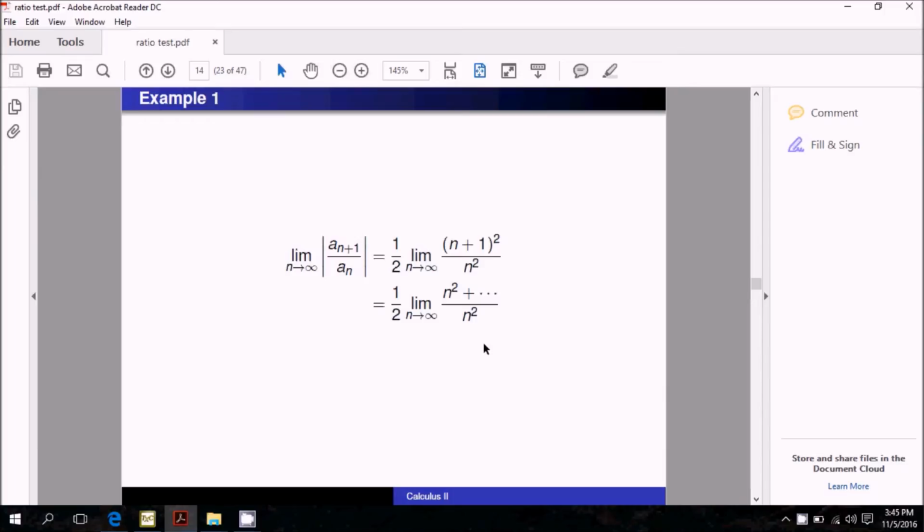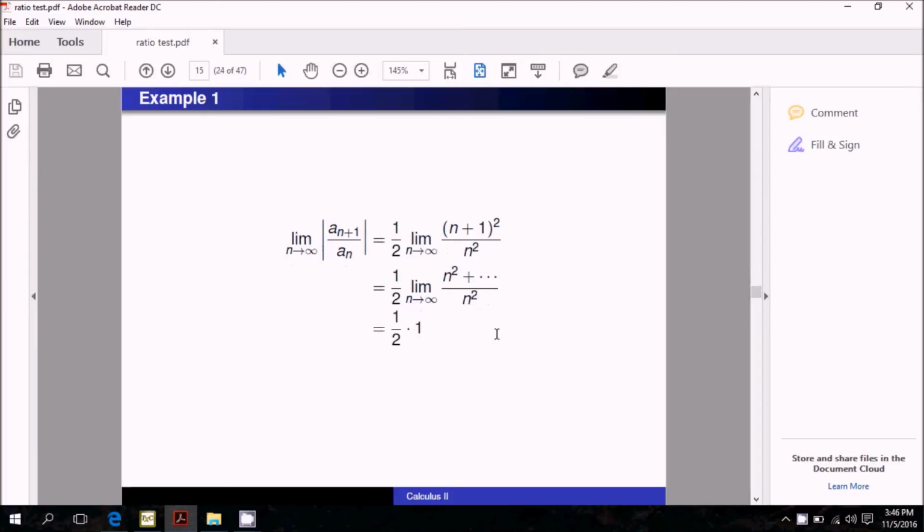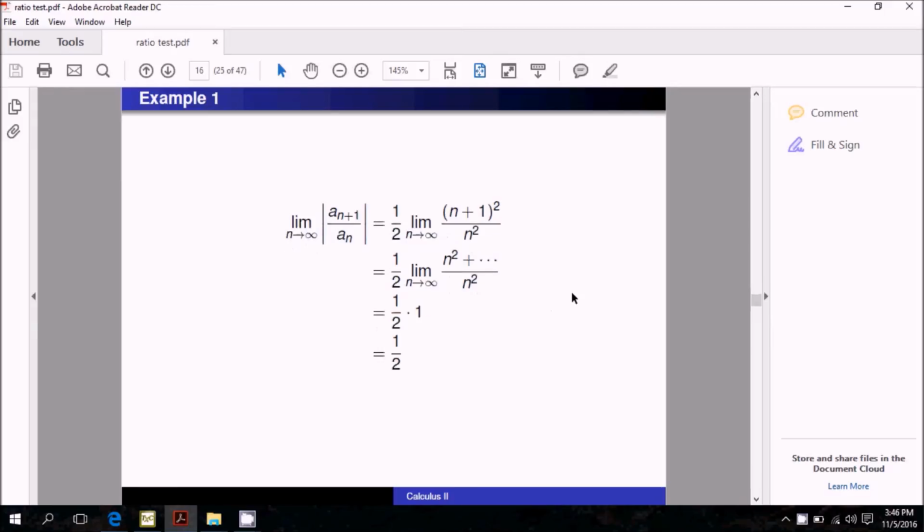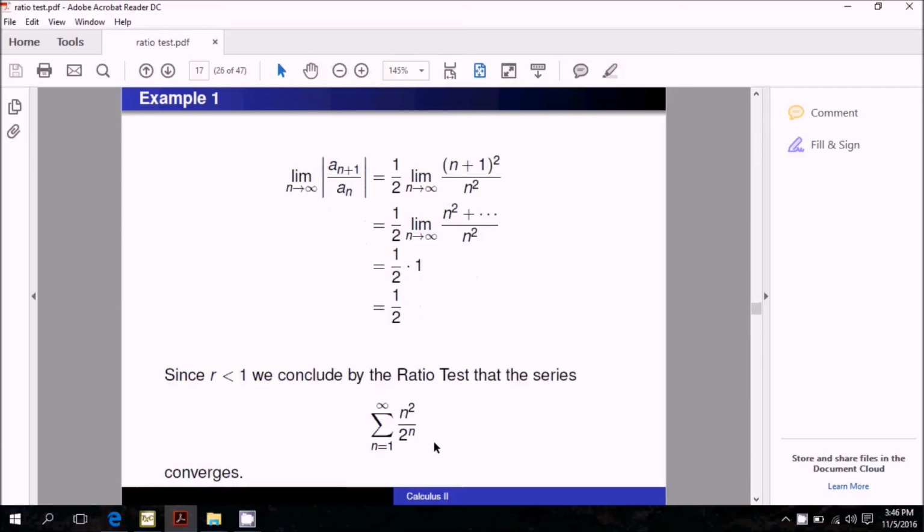Right? And then we still get another infinity over infinity, and we use L'Hopital again. And when we do that, all of the n's will be gone after we use L'Hopital twice, and we'll just have a 2 over 2, which is a 1 over 1. And when we take the limit of that constant, we just get 1. Right? So the limit is 1/2. So this is that r from the ratio test, and since that r is less than 1, the ratio test tells us that the series we started with converges.